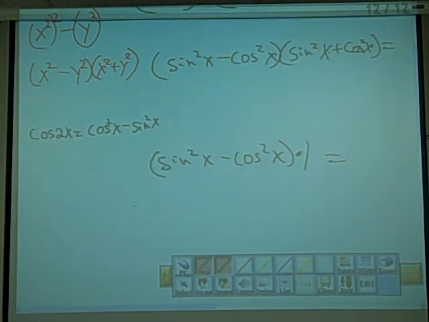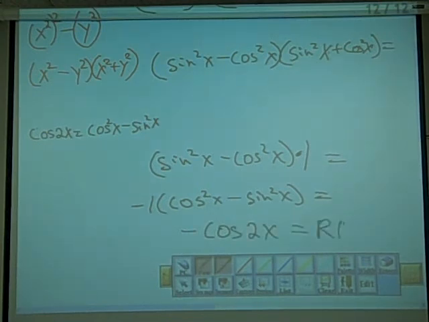So if we factor out a negative 1, now we've got negative 1 times cosine squared x minus sine squared x. Now that becomes a minus cosine 2x, and that equals our right hand side. And that's what we wanted.